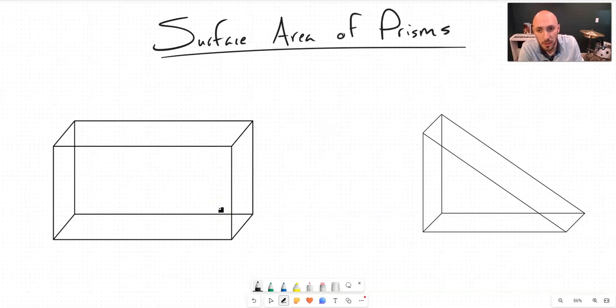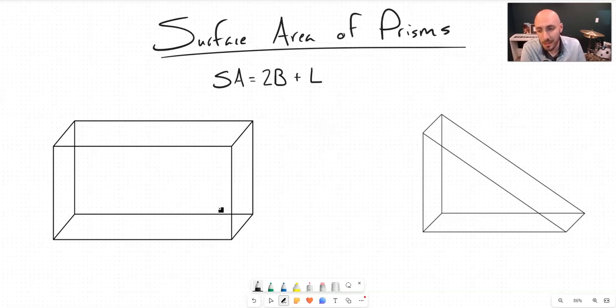So our surface area is going to be equal to 2 times the area of the base plus what's called the lateral area. I'm going to use capital B for the area of the base and capital L for the lateral area. So whenever we're looking at a prism, we have to be able to identify the base or the bases. There's always 2 bases.